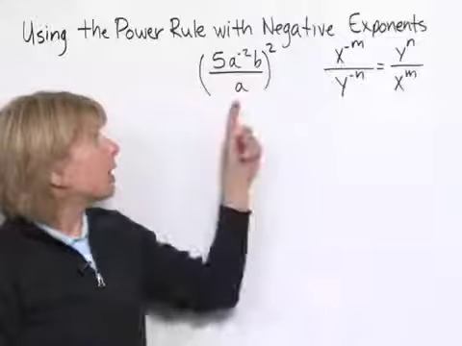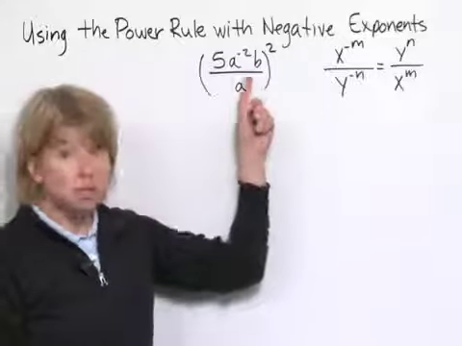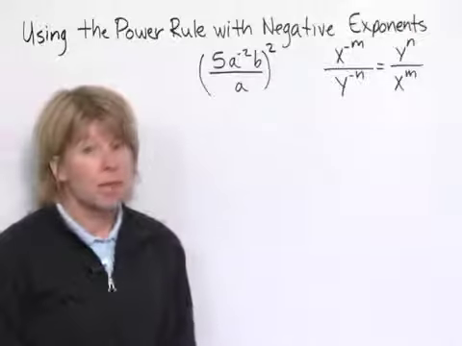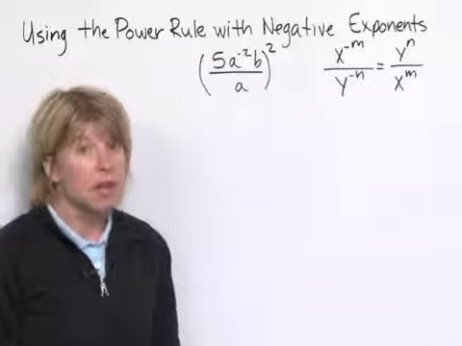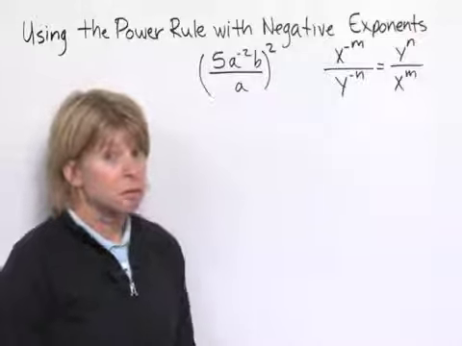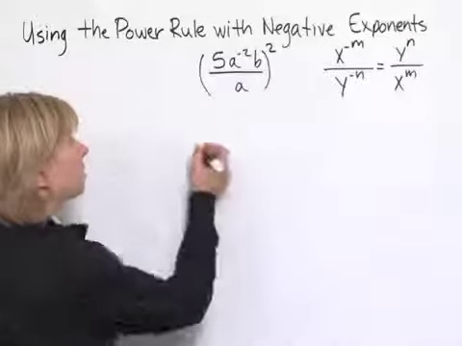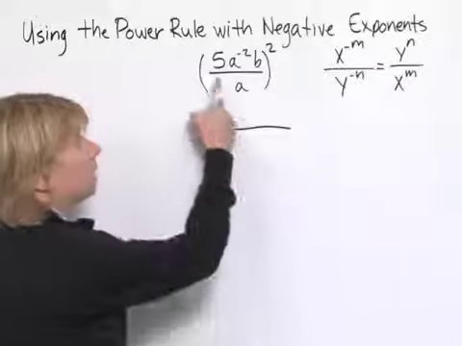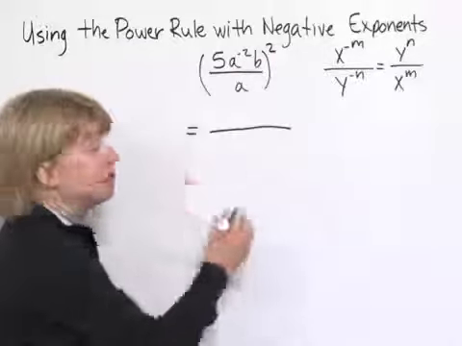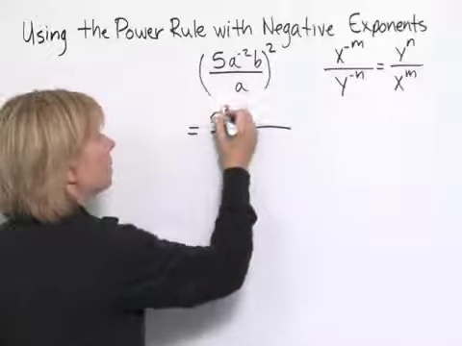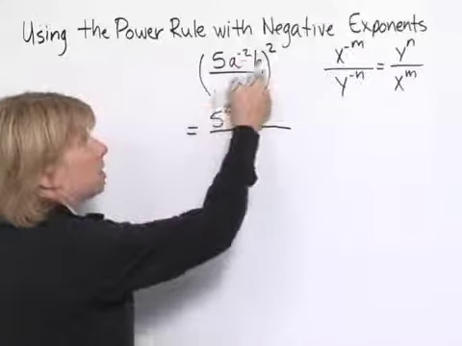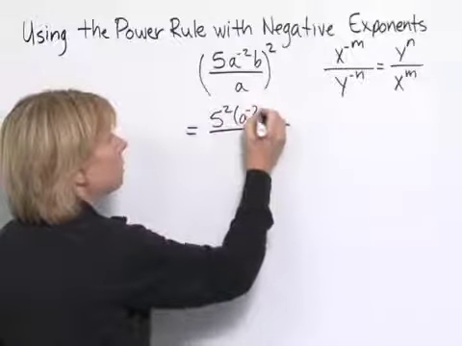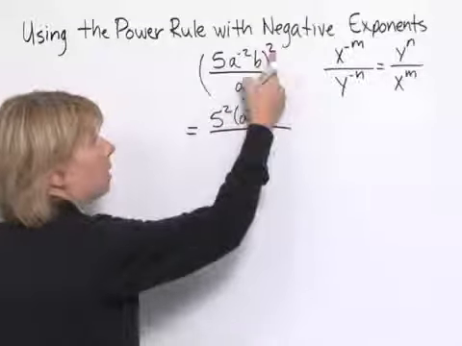Notice we have a fraction inside parentheses, and the fraction is being raised to the second power. And the numerator of the fraction has three different factors. Each factor in the numerator needs to be raised to the second power, or squared. So in the numerator, we're going to have 5 squared. A to the negative 2 also gets squared. And then b squared.